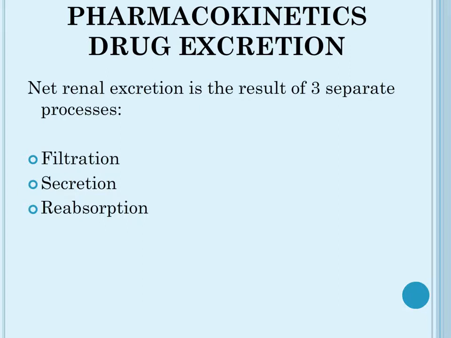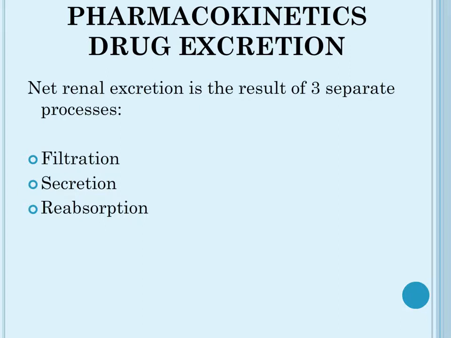Drug excretion is dependent on three very important steps: filtration, secretion, and reabsorption. And if you recall the renal physiology, normal glomerular filtration rate is 120 mL per minute, and all the drugs will enter the filtrate.